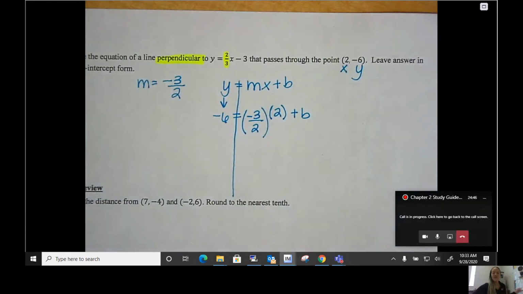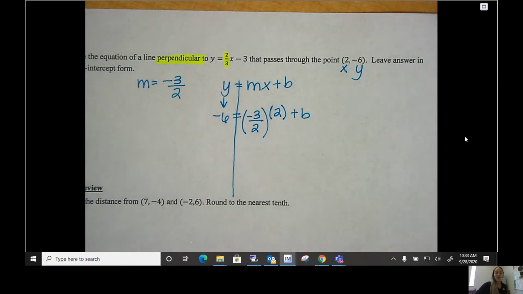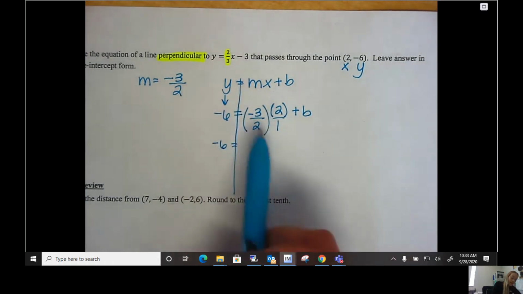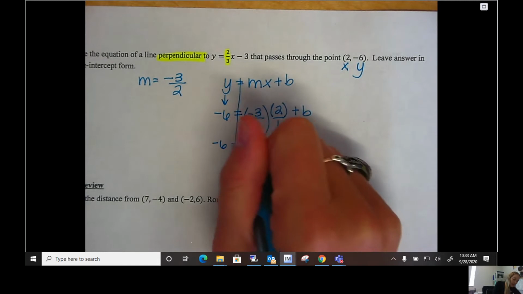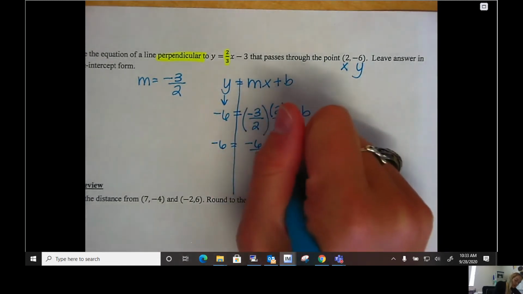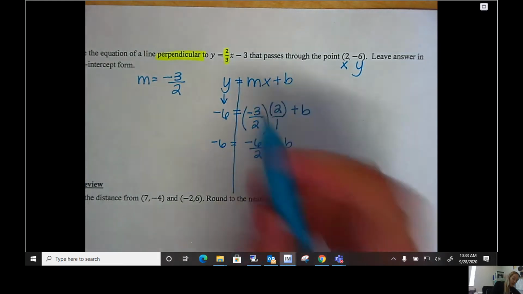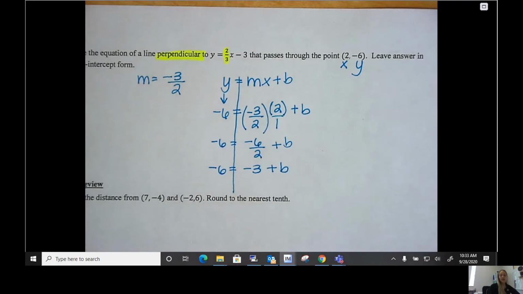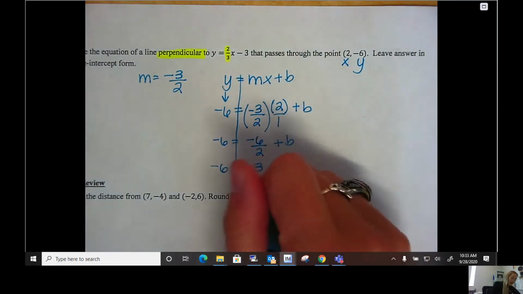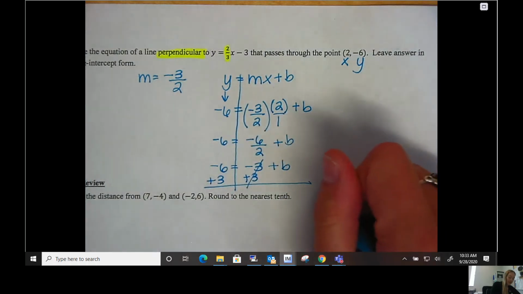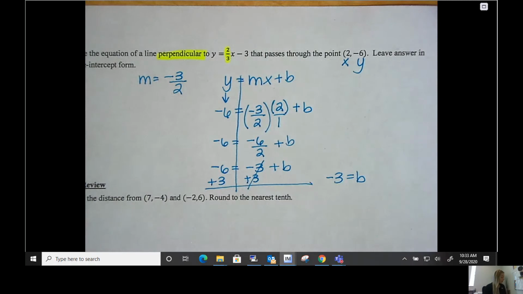Okay. First thing I'm going to do is get rid of this little fraction here. So I multiply straight across on top. You want to put it over a 1, you can. -3 times 2 gives me -6. 2 times 1 gives me 2. -6 divided by 2 gives me -3. And then plus b. And then to get the b all by itself, I add the 3, add the 3. So negative 6 plus 3 gives me a negative 3 for my b value.